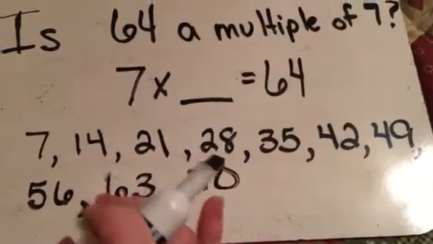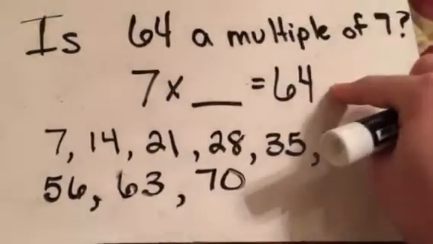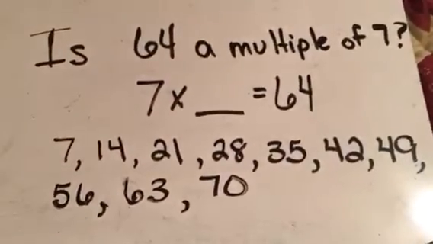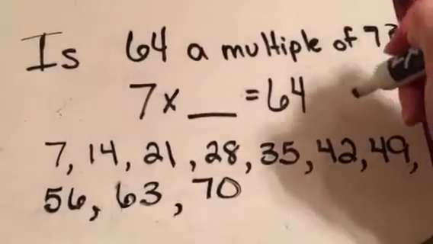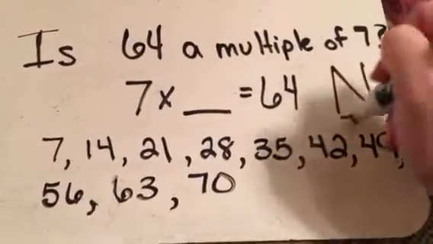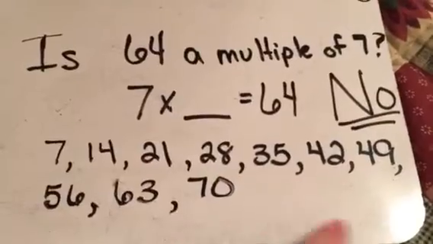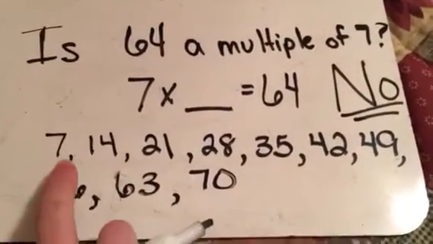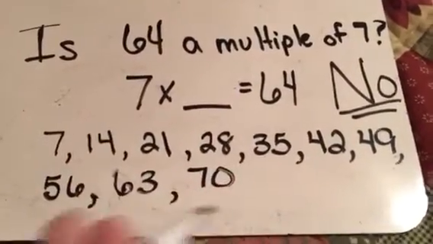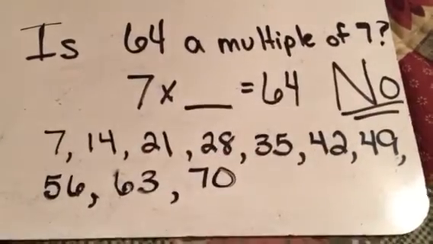All right, did I ever hit the number 64? No. So is 64 a multiple of 7? No, it is not. You can use multiplication or skip counting. You could have just simply started adding on 7s here if you're not that good with your multiplication facts.